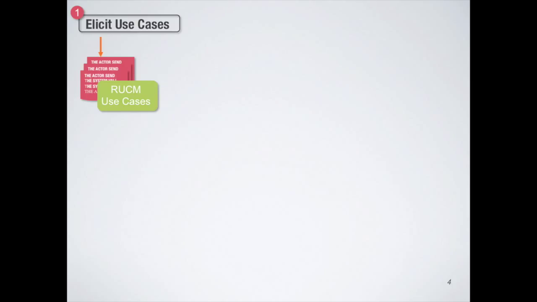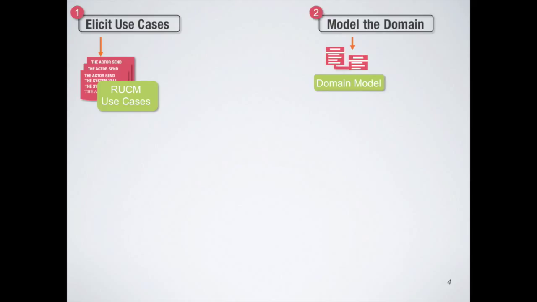Let me introduce the workflow of UMTG. The software engineer starts by eliciting the use cases by adopting a restricted use case template. And then the software engineer needs to provide a domain model of the system. A domain model is used to clarify the concepts in the use case specifications, and the domain model is in terms of a class diagram.